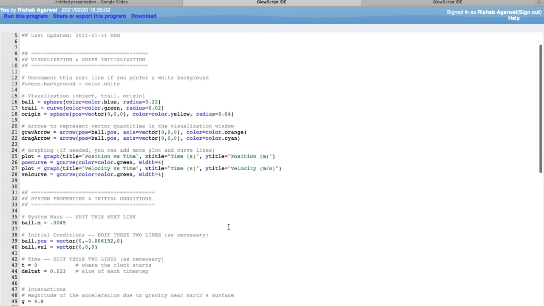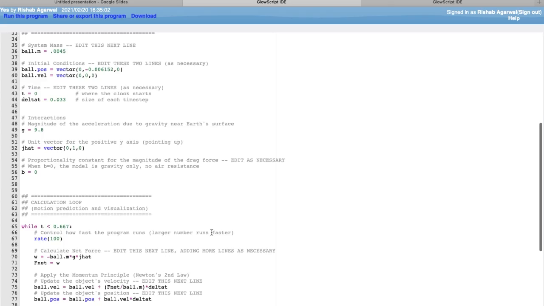When we constructed our first code model, we had to edit several things. First, the ball's mass was the general convention for the mass of a crumpled up piece of paper, which is 4.5 grams. The initial position of the ball was given from our Tracker data, and the initial velocity of the ball was given as 0, because it started from rest.